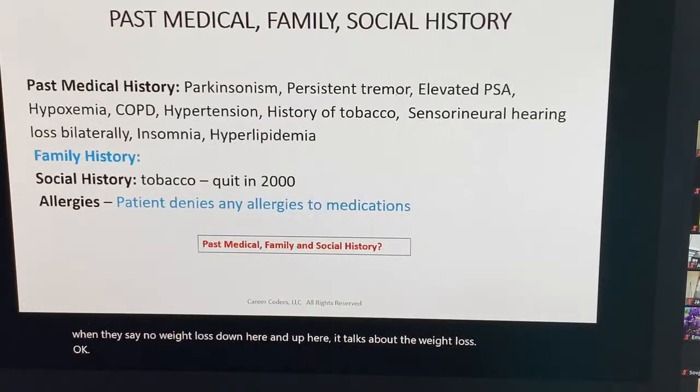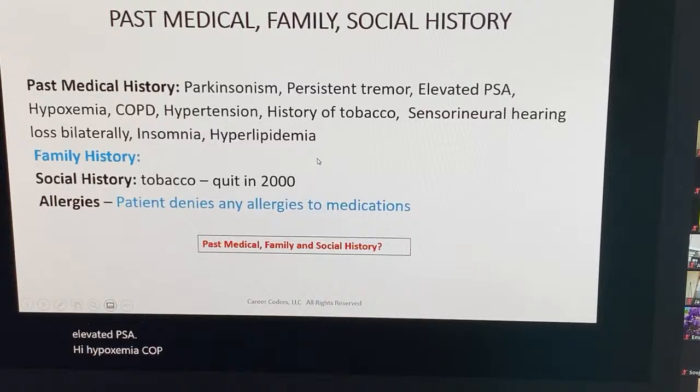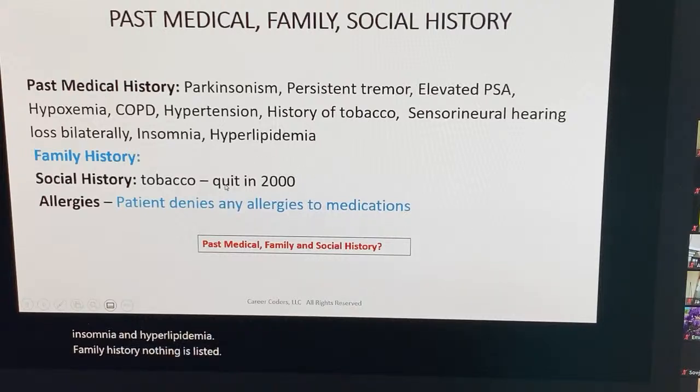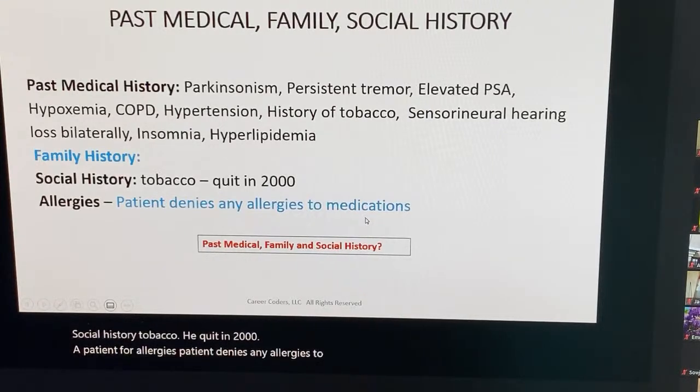Family social history. Past history of this patient is Parkinson's, persistent tremors, elevated PSA, hypoxemia, COPD, hypertension, history of tobacco, sensorineural hearing loss bilaterally, insomnia, and hyperlipidemia. Family history, nothing's listed. Social history, tobacco, he quit in 2000. For allergies, patient denies any allergies to medication. This could be really important in a little bit.